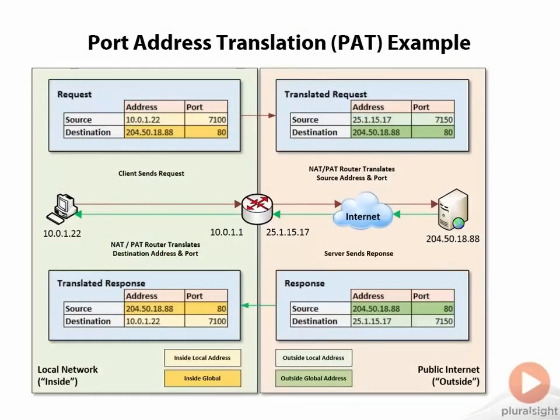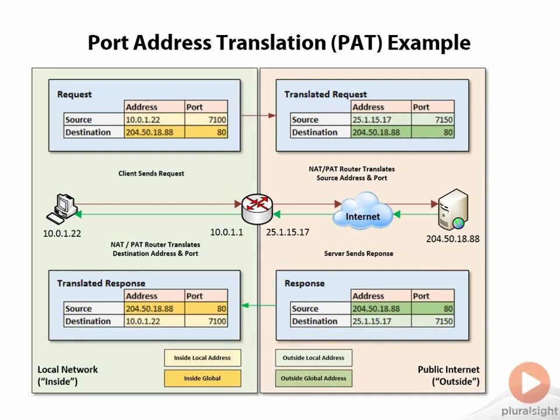Okay, if we take a deeper look at our port address translation, our PAT example, what we have is a couple concepts. We have our internal client at 10.0.1.22 who wants to communicate with a web server and basically visit a website. That web server is going to sit at 204.50.18.88. Now there's a couple of other concepts that you need to be aware of, and they're color coded here. We have our inside local address, our inside global, our outside local address, and our outside global.